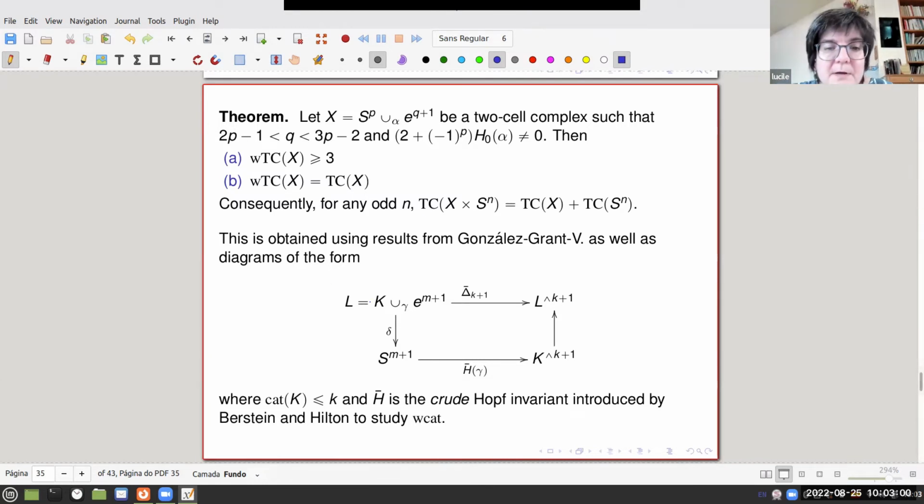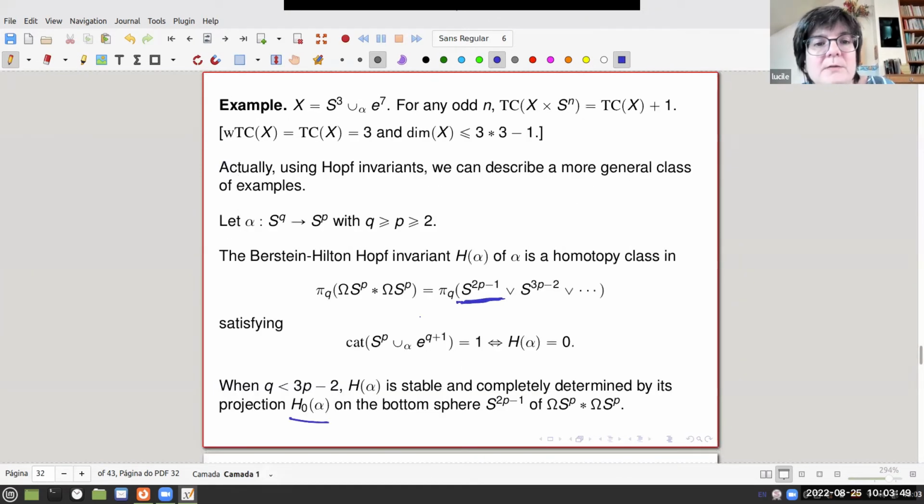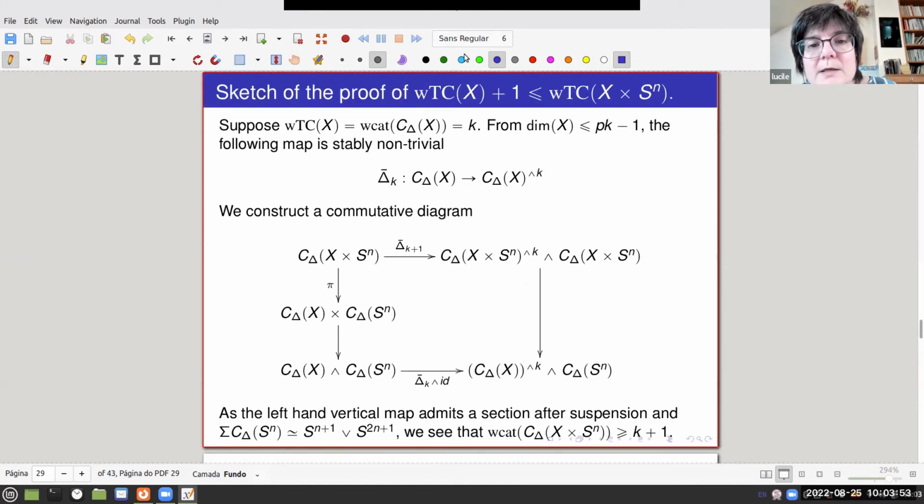And also diagrams of these forms, which are well known, and which permit us to decompose the reduced diagonal of such a space in terms of the crude Hopf invariant, which was introduced by Berstein and Hilton to study precisely the weak category. So we use that in this argument here. And also we will use this diagram to analyze the case when n is even. What I mean is that in this formula here, when n is even, we would like to have a 2 instead of 1 here, to be able to say something.